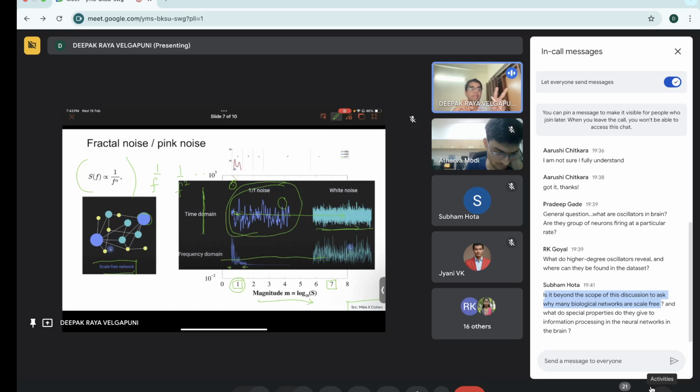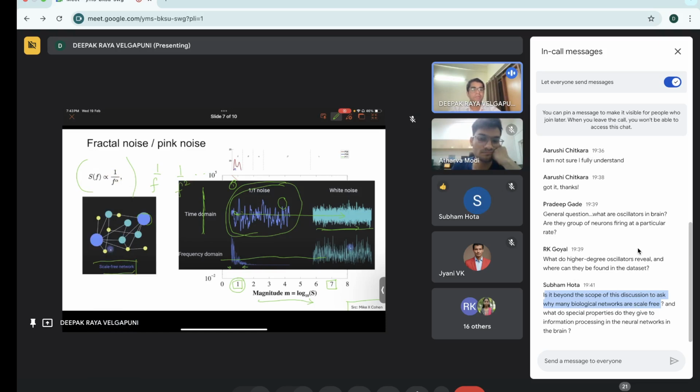So if you're analyzing in that case, 1 by f noise becomes a feature, because it's saying something about the structure of the brain. Like I told, the number of oscillators, so the structure of the brain is changing, therefore the 1 by f fall has changed if you take it on a longer time scale. So, is it clear, Shubham? Yeah. Good.